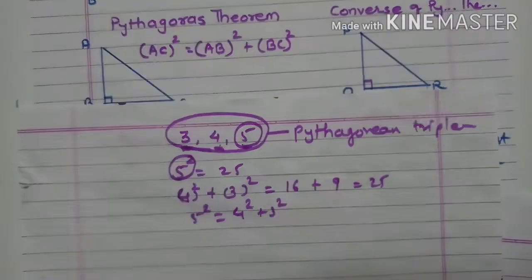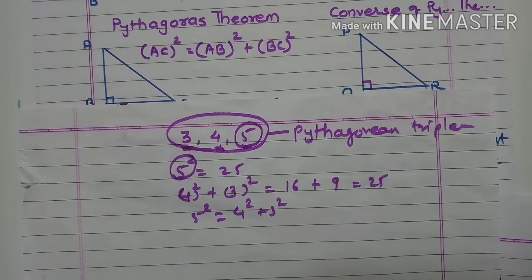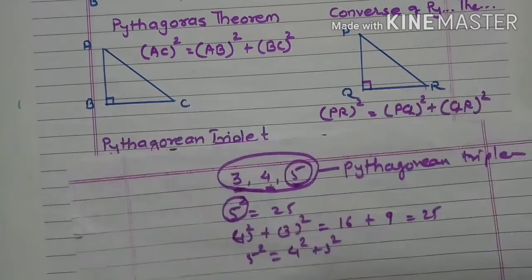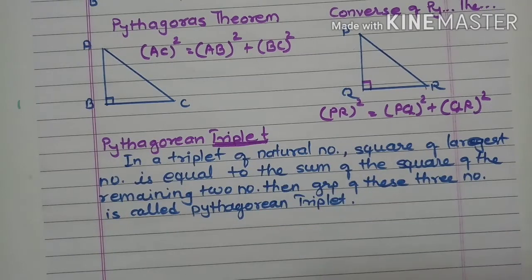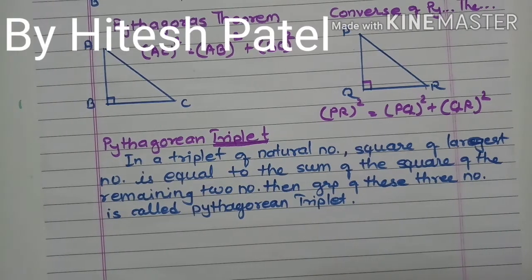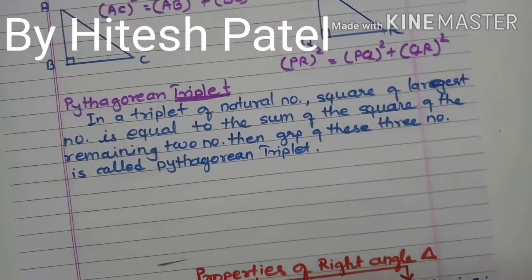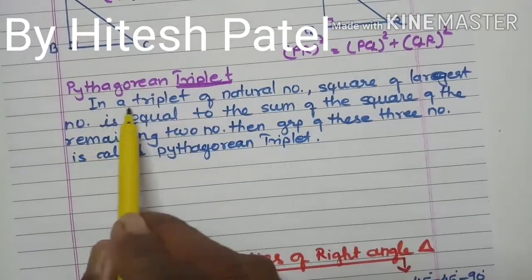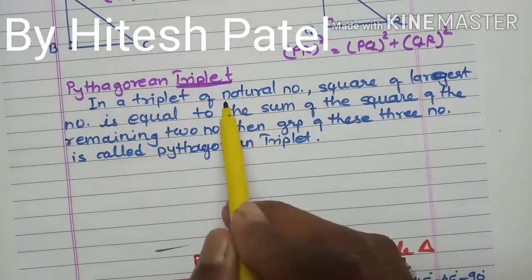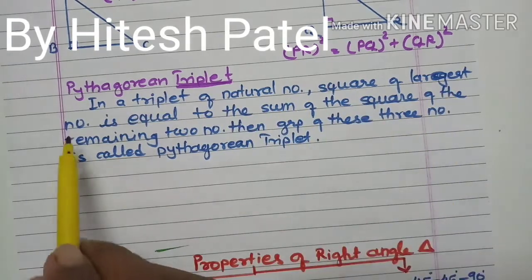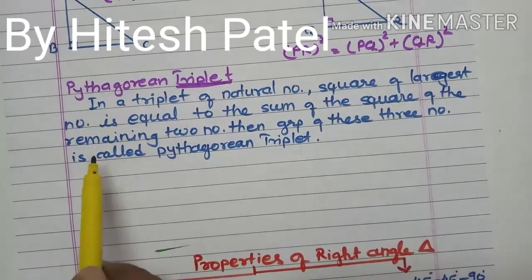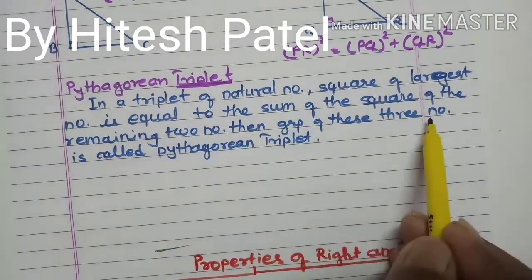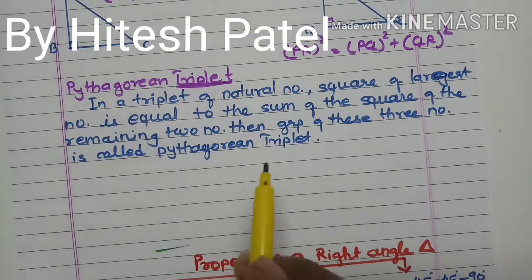To identify whether the given triplet is a Pythagorean triplet or not, we first square the larger number, then square the remaining two numbers and add them. If both are equal, then those numbers are called a Pythagorean triplet. Once again, let's see what a Pythagorean triplet is. In a group of three natural numbers, if the square of the larger number is equal to the sum of the squares of the remaining two numbers, then the group of these three numbers is called a Pythagorean triplet.